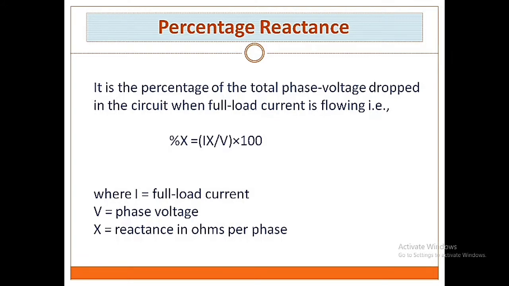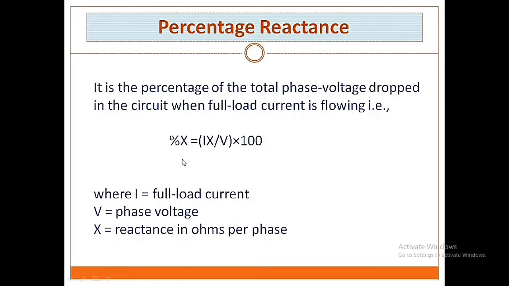The reactance of generator and transformer is usually expressed in percentage reactance. Percentage reactance permits rapid short circuit calculation. It makes the short circuit calculation easy. Now, what is percentage reactance? It is the percentage of the total phase voltage dropped in the circuit when full load current is flowing.